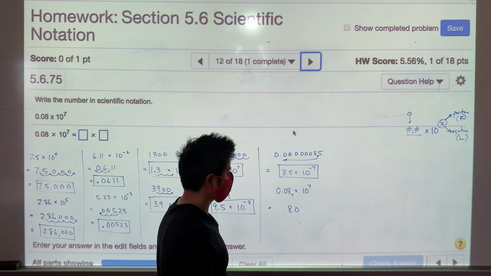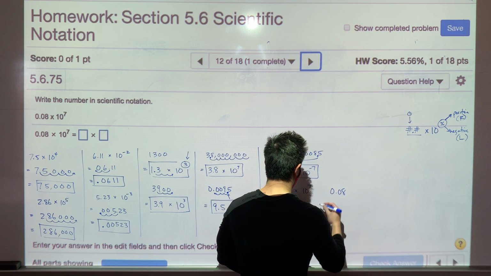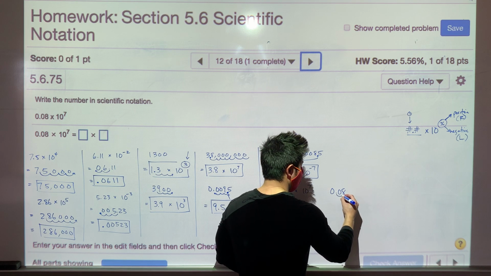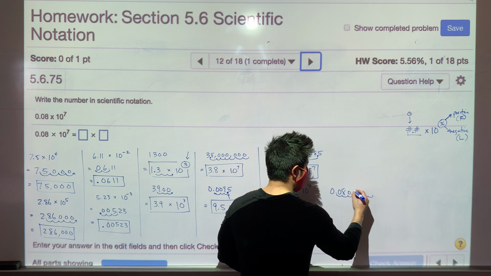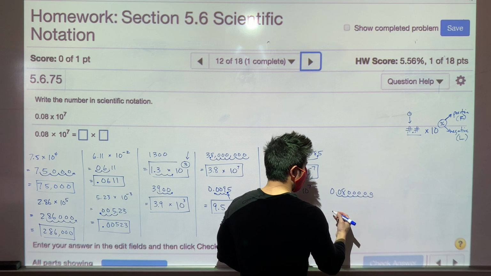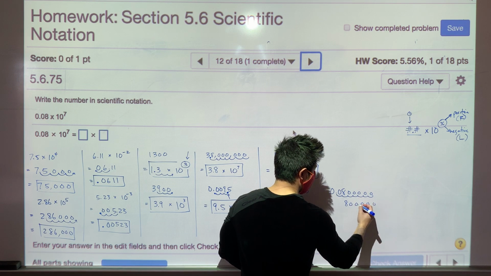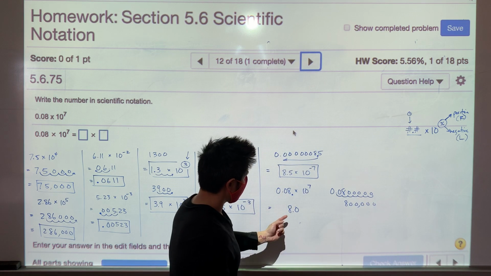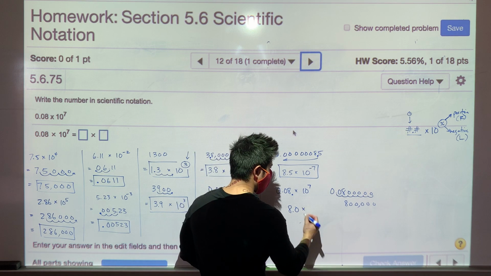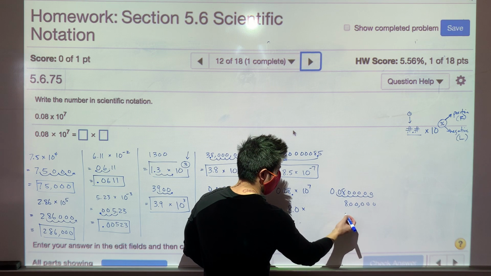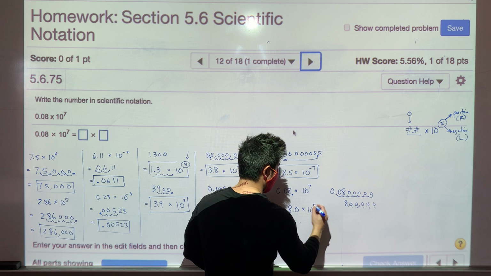Now, a lot of students, it's a little bit tricky to see. So if it helps you, go and write it out. 0.08, 10 to the 7th is 1, 2, 3, 4, 5, 6, 7. And so if you go and fill all those in, that actually gives you a number of what? 800,000. How can you make this become 800,000? Well, it would be what? The decimal is here, 1, 2, 3, 4, 5, 10 to the 5th.